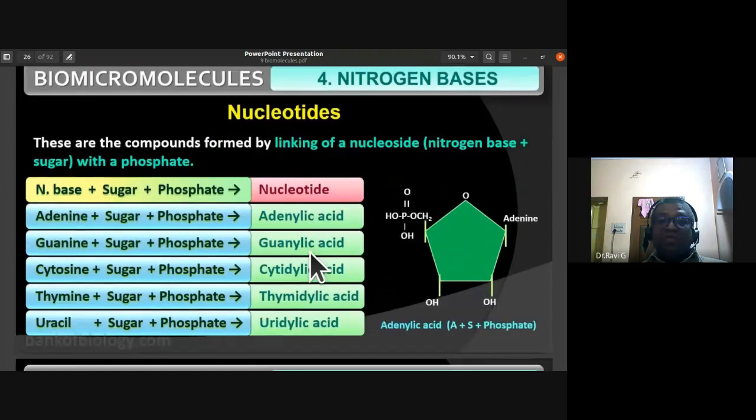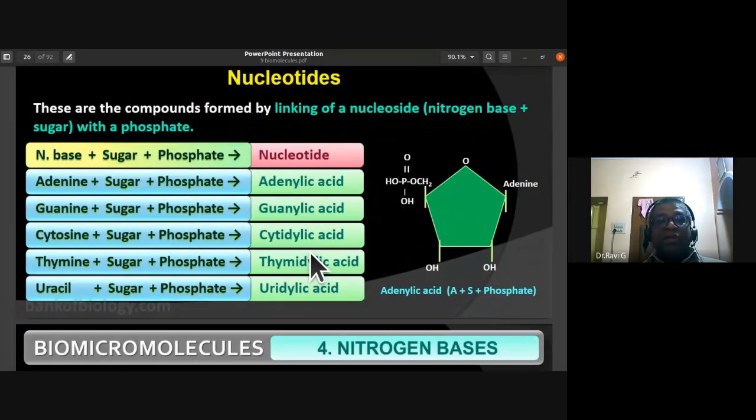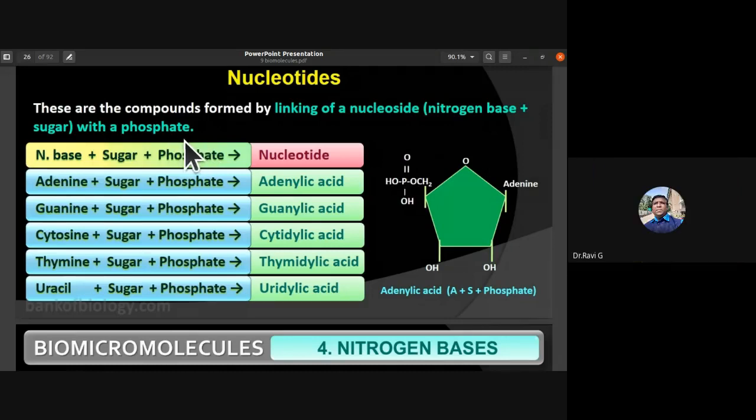Then the fourth one is nucleotides. So what are nucleotides? These are the compounds formed by linking of a nucleoside, that is nitrogenous base plus sugar, with a phosphate. So nitrogenous base plus sugar plus phosphate, we call it a nucleotide, or you can also call it nucleoside plus phosphate is nucleotide.